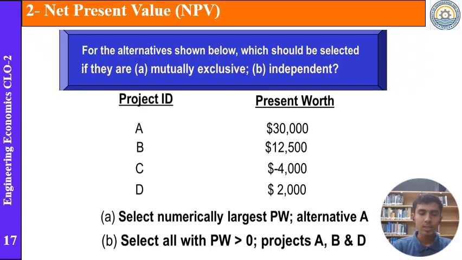Now let me explain this with the help of examples. Suppose we have 4 different projects whose present worths are as given. For the mutually exclusive case, we will select project A because its present worth is numerically largest. For the independent case, we will select those projects whose present worth is greater than 0. So in this case, we cannot select project C as its present worth is less than 0.